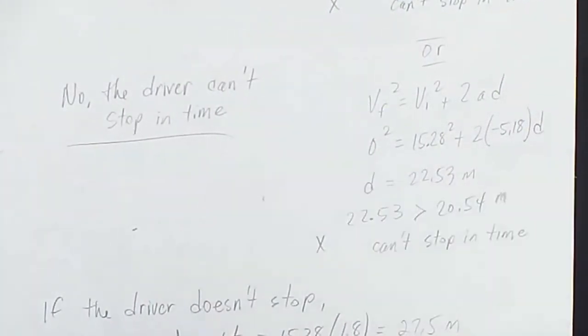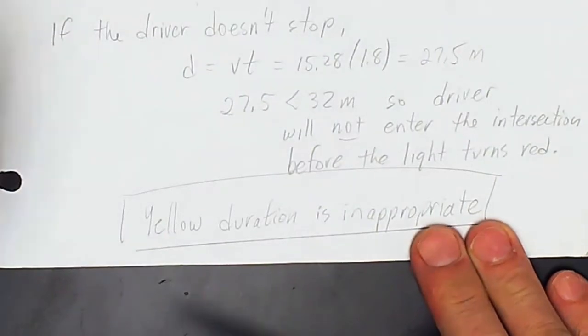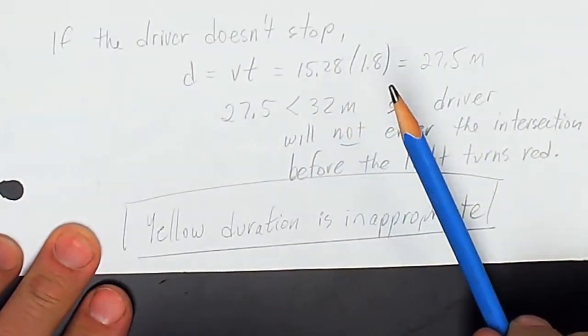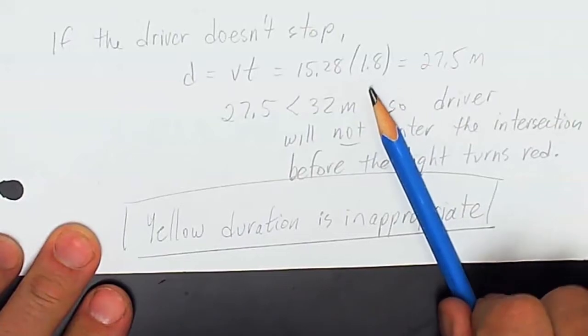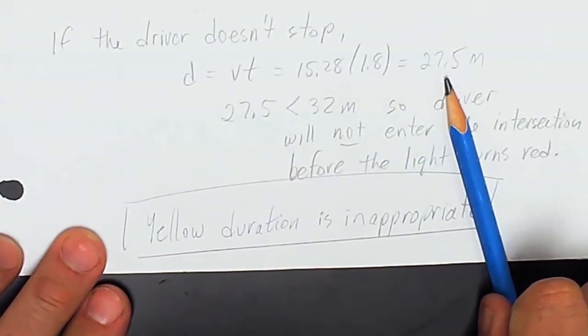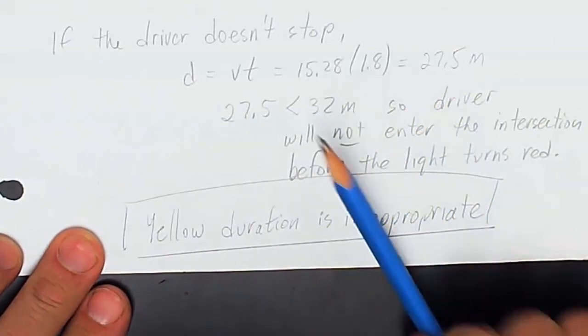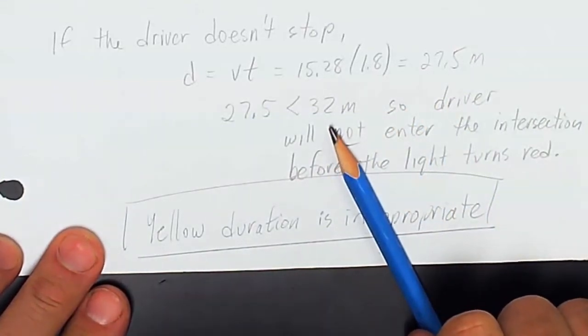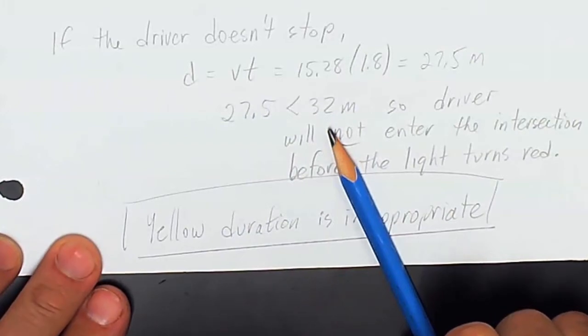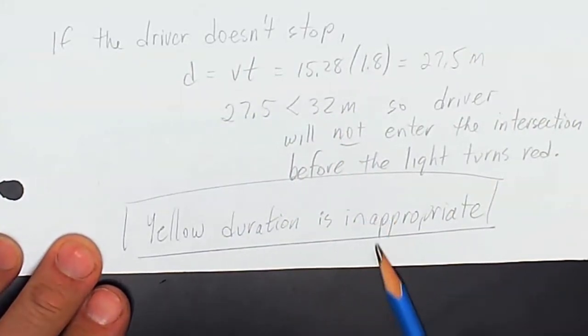Fine. What if I keep going and I don't put on the brakes? Now I'll be traveling at 15.28 meters per second for the entire 1.8 seconds of the yellow light, which will carry me 27.5 meters. Uh-oh, the intersection is 32 meters away. So I will not be there yet when the light turns red, and I will end up running the red light.